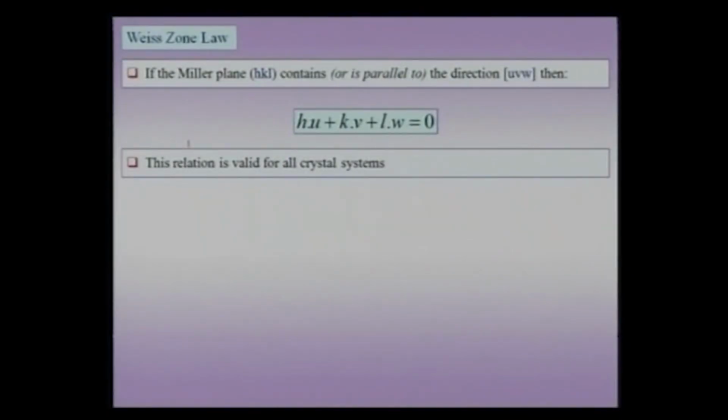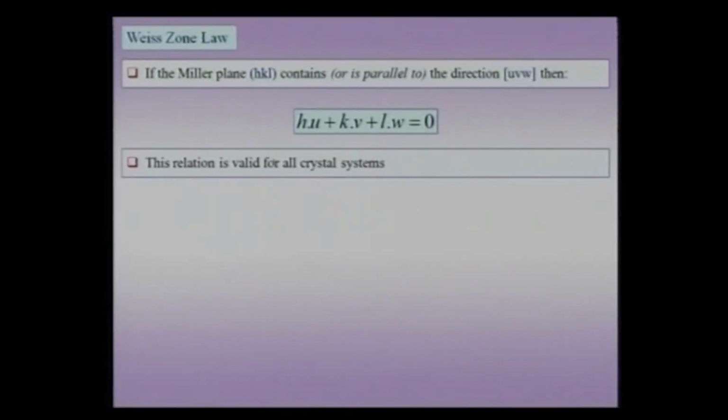The Weiss zone law states that if a Miller plane HKL contains the direction UVW, then HU plus KV plus LW is equal to 0. So I am talking about a general Miller plane HKL, and a general direction UVW. If this direction lies in this plane, then HU plus KV plus LW is equal to 0. And of course when I say lies, you know that the plane or the direction can always be translated parallel to itself, and therefore the condition would still hold good. The important thing is that this relation is valid for all crystal systems.